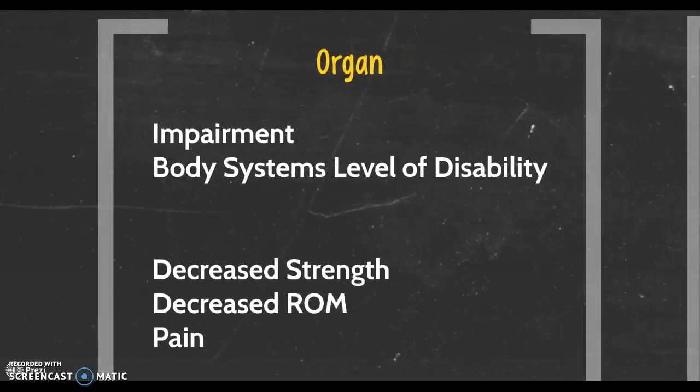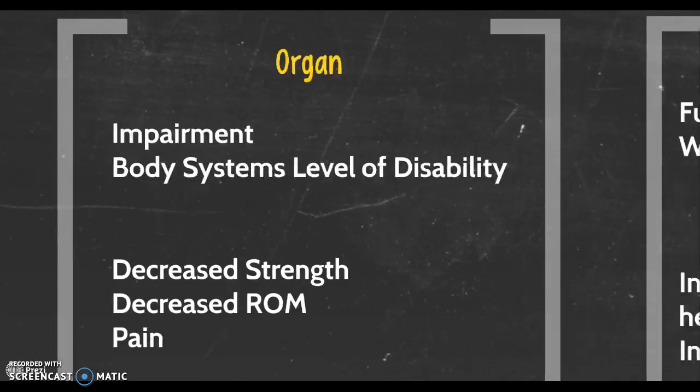As we move on to the organ, this is the impairment. This is the body system's level of disability. Someone with patellofemoral pain syndrome might show decreased strength, decreased range of motion, or pain within the joint that is affected by the patellofemoral pain syndrome.